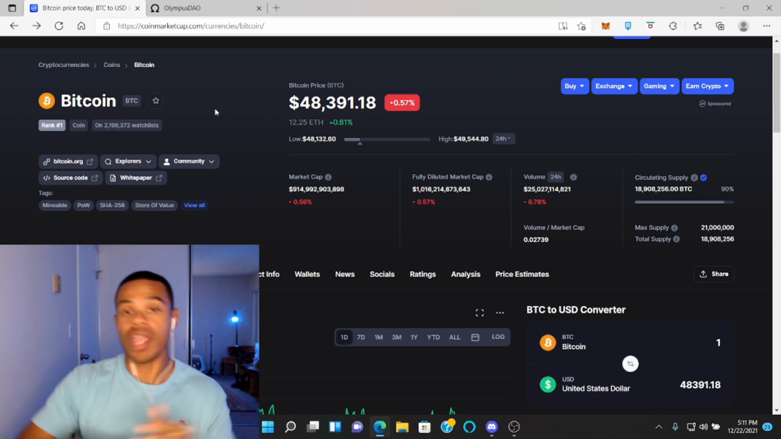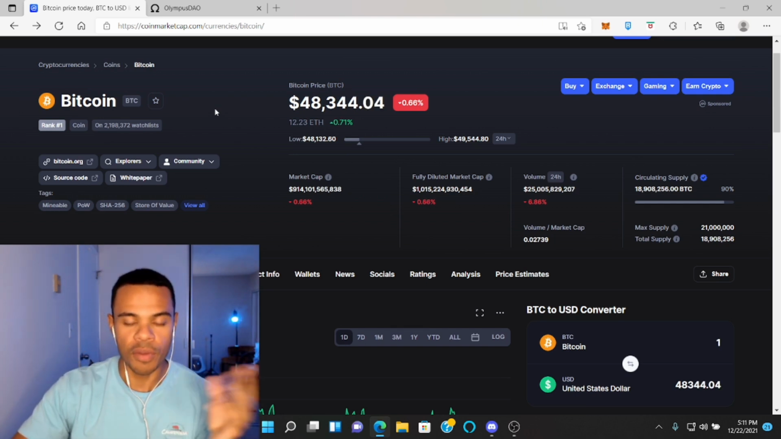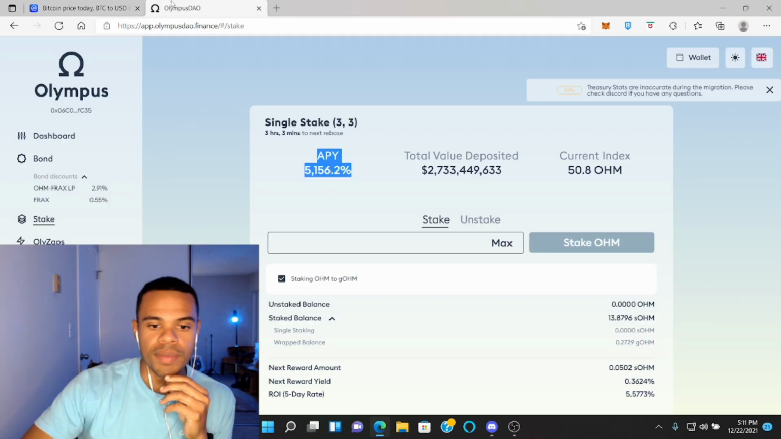And I'm bullish on crypto. Everyone's bullish on crypto. I mean, if you're betting on crypto, you're bullish on crypto. And to me, DAOs are the future of finance. A lot of people feel that way, and I feel that way too.